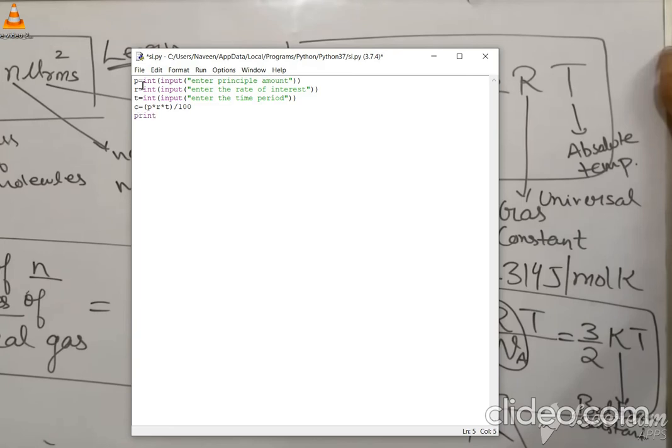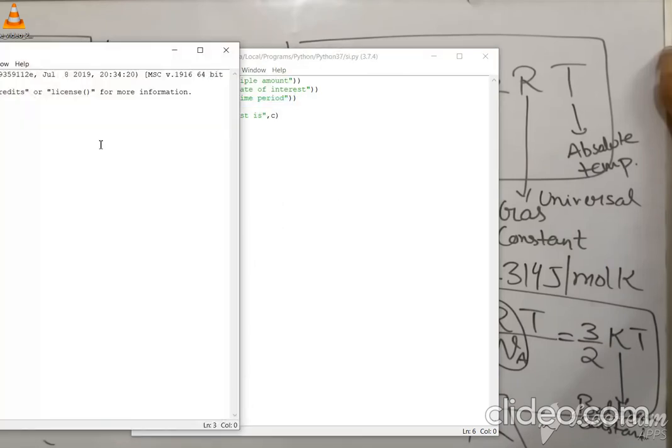So print simple interest is. So our program is complete.